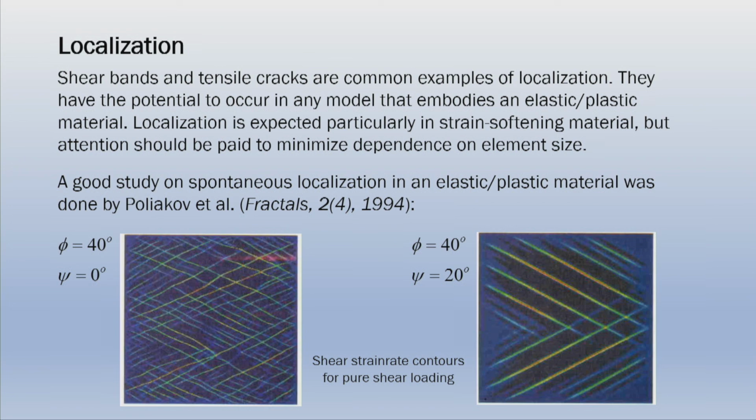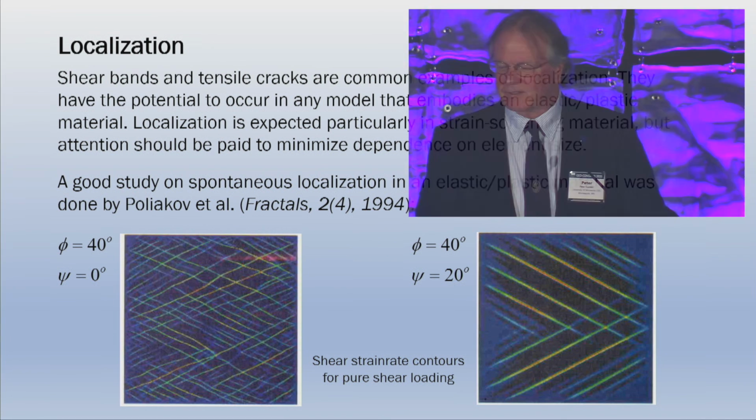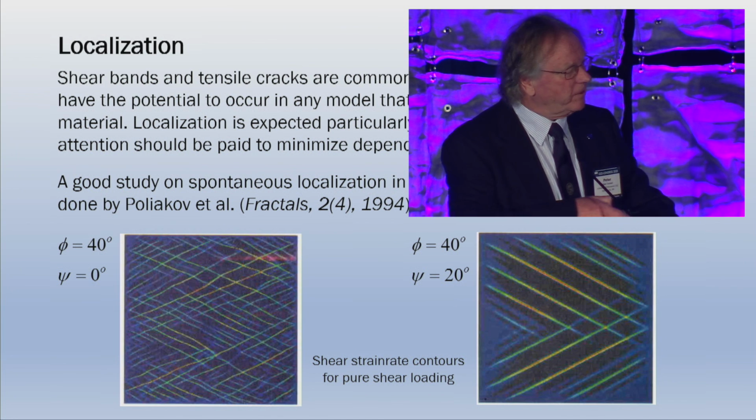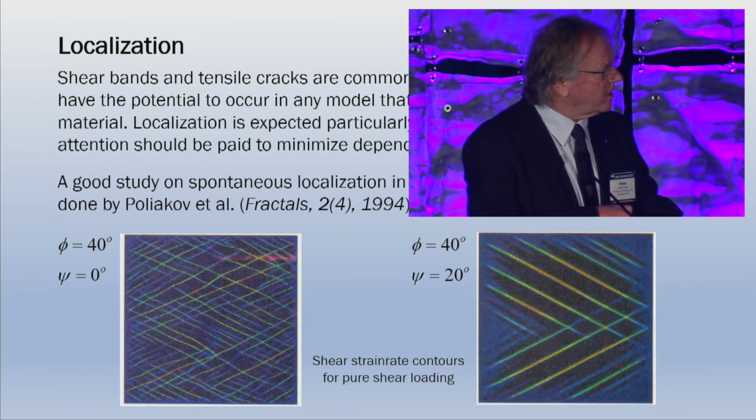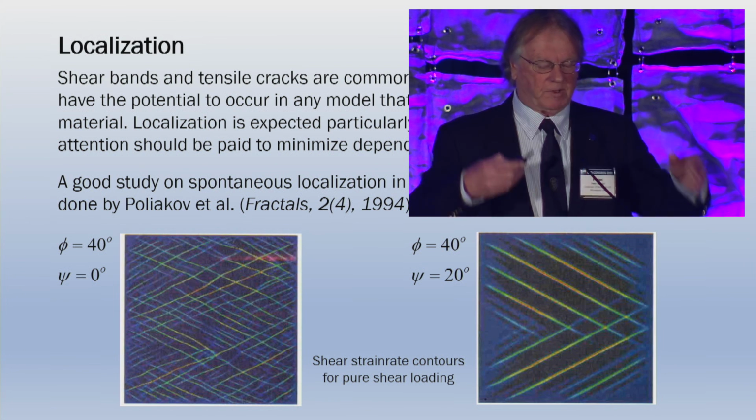There was a good example on spontaneous localization by this Russian. He's quite an intelligent guy, and he did these studies on localization. He actually wrote his own code. He took the FLAC manual and coded his own code because he didn't want to pay for the license. So this is actually a FLAC-like code. So we see these shear bands for a particular value of friction, and also it's strongly affected by dilation. If you add dilation, it pushes the bands away because they interfere with each other.